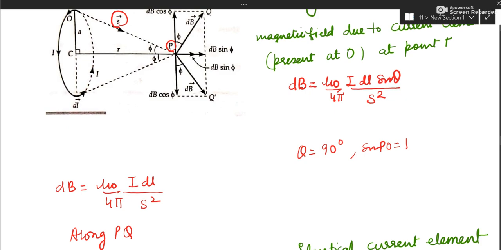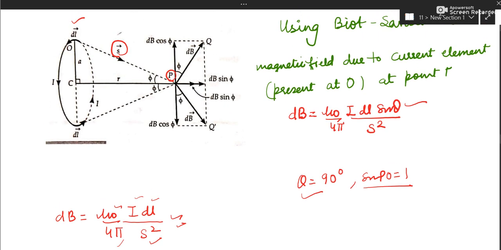You can generalize for circular turns and arcs. Theta is 90, the angle in Biot-Savart law is 90 for circular turns and arcs. Sine 90 is 1. Substitute here. This is your dB: mu naught by 4 pi, I dl, sine theta is 1, and it is s square. Very important, keep in mind it is s. Generally we take r, but right now in this topic it is s.